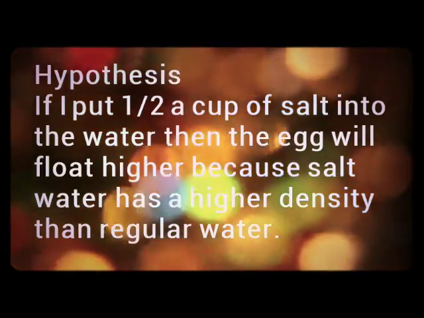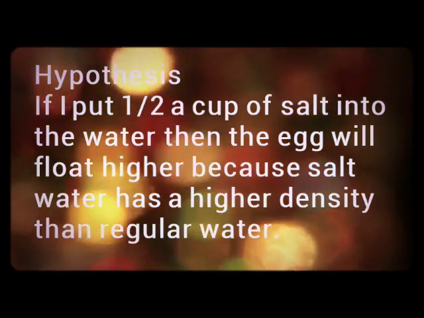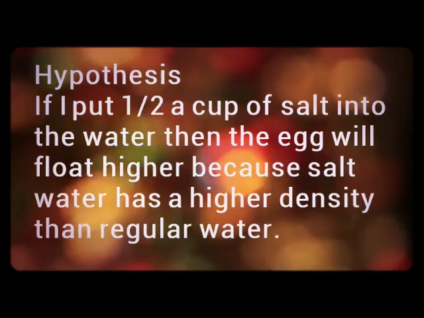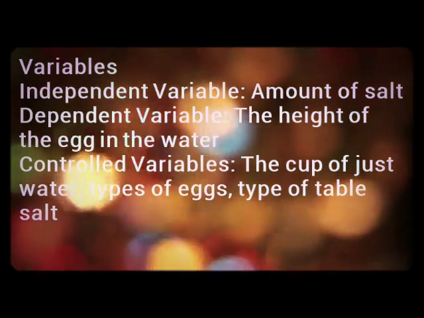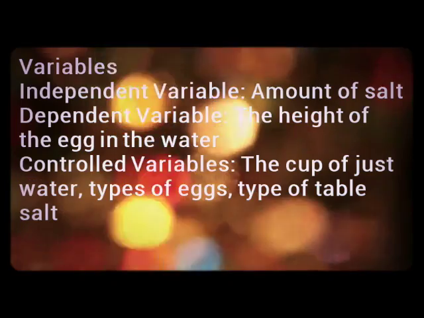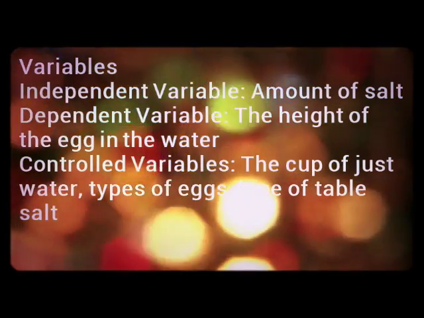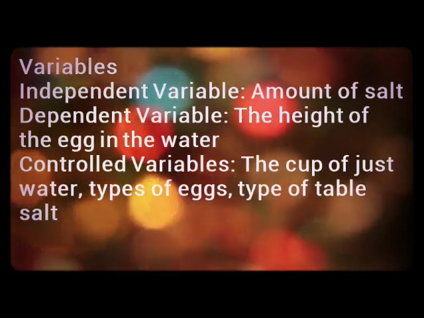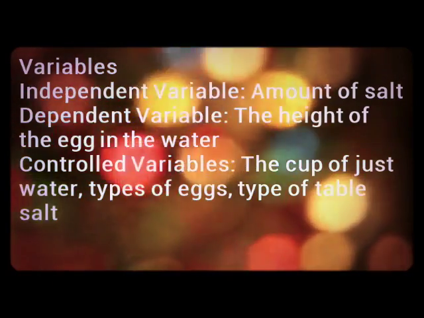My hypothesis was, if I put half a cup of salt into the water, then the egg will float higher because salt water has a higher density than regular water. Variables. My independent variable was amount of salt. My dependent variable was the height of the egg in the water. My controlled variables were the cup of just water, types of eggs, and type of table salt.